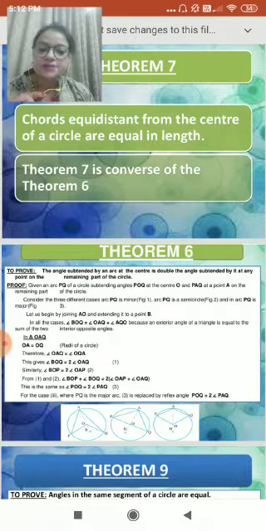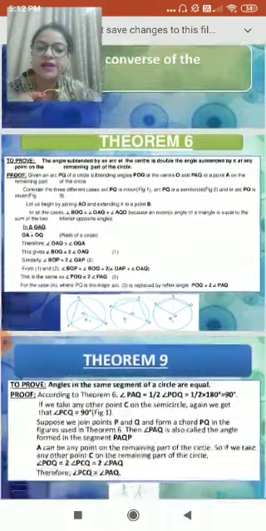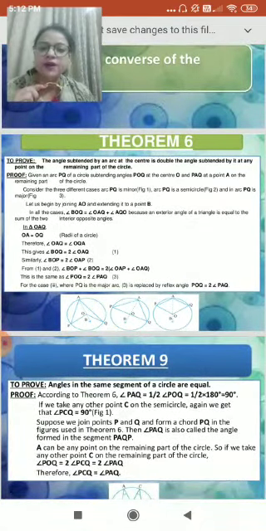To prove the angle subtended by an arc at the center is double the angle which is subtended by it at any point on the remaining part of the circle. Proof: given an arc PQ of a circle, subtending angle POQ at the center O and angle PAQ at a point A on the remaining part of the circle. So we'll consider 3 different cases: when the arc PQ is minor, when PQ is a semicircle, and when PQ is a major arc. Now 3 conditions.